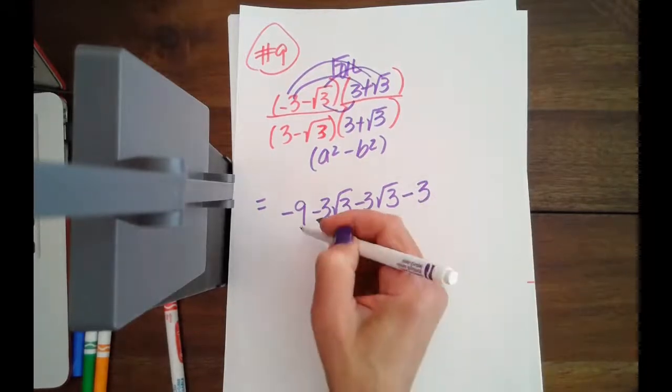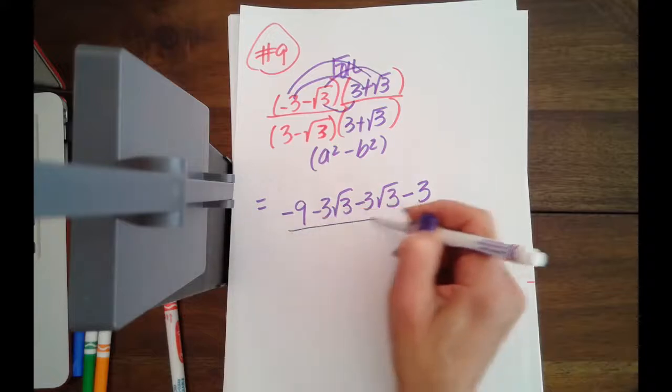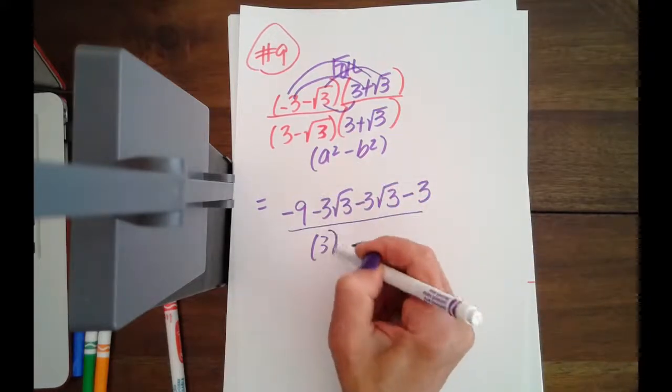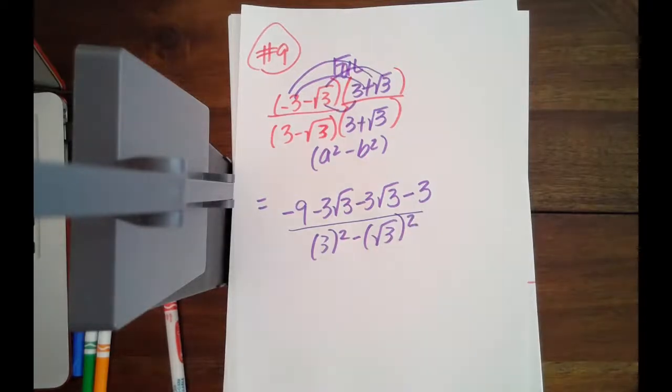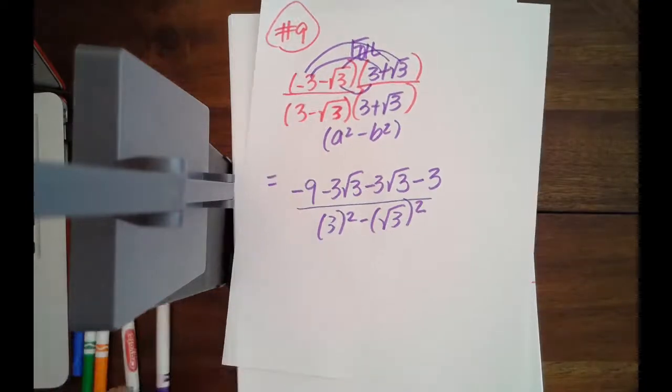Is times itself just gives me 3. Downstairs, we're going to have 3 squared minus radical 3 squared. So the perfect difference of squares there. All right, let's keep trucking.